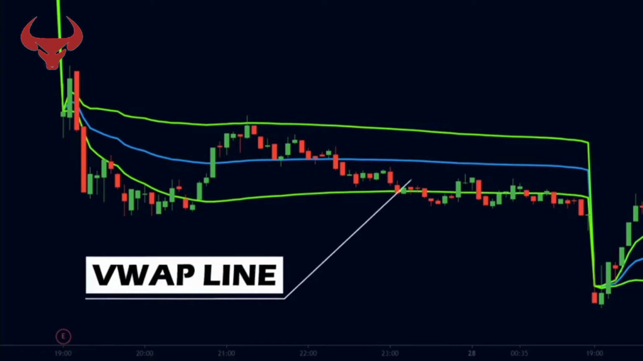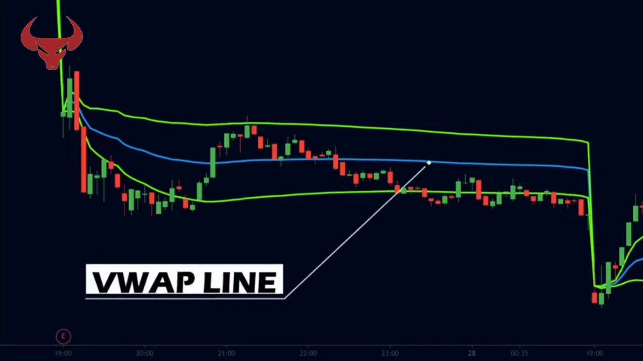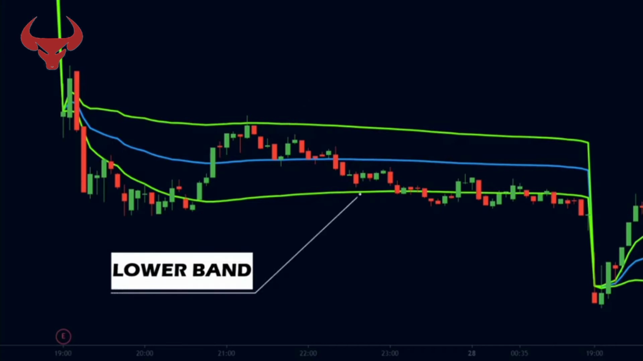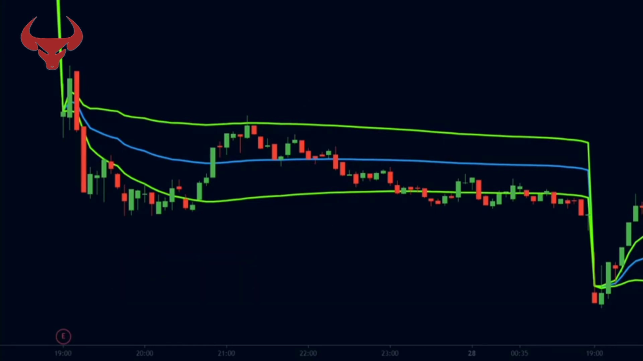The central line is the VWAP line. The upper line is called the upper band, and the lower line is called the lower band. We can think of these bands as support and resistance areas. This means that the upper band will provide resistance to the price, while the lower band will provide support to the price.